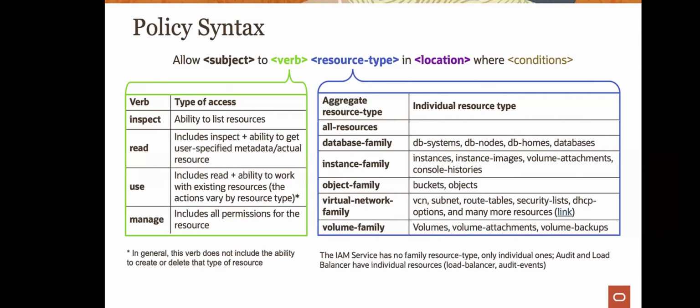On the right-hand side in the blue, you'll see resource type. This is where we'll specify exactly what it is that those users are able to access. And there's a number of these that are pre-programmed in there, and they'll help you, again, coordinate and organize all of your resources there, and then control the access to them. And we'll talk about location and conditions here in just a second on the next slide.